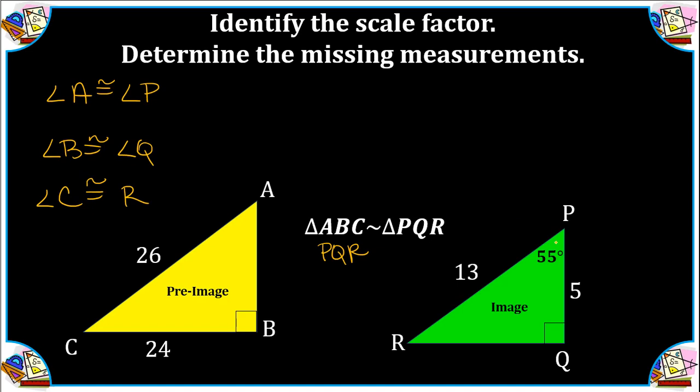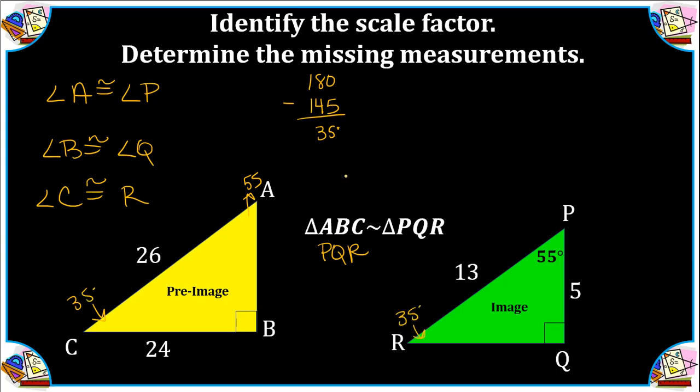So here we have 55 as P, so A is going to be 55. We know B and Q are both 90, so let's find the measurement of angle C and angle R. So we have 55 and 90, which is 145. So this is going to give us 35 degrees. So each of these is 35 degrees.